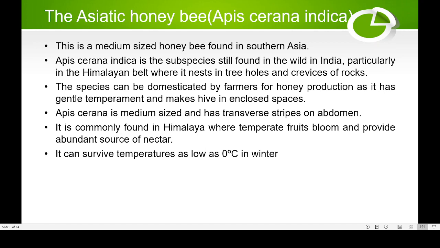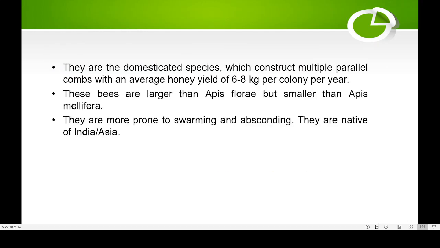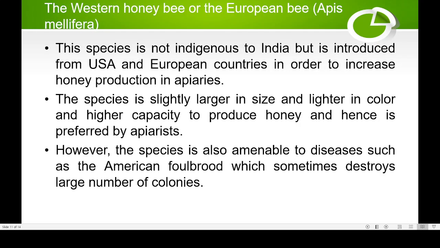Whereas here the honey production is very limited, in smaller quantity, but at the same time the advantage is that it can be domesticated. And these bees are larger than Apis florea but smaller than Apis mellifera. Mellifera is the type of honeybee which farmers most of the time rear. And that is the fourth species.